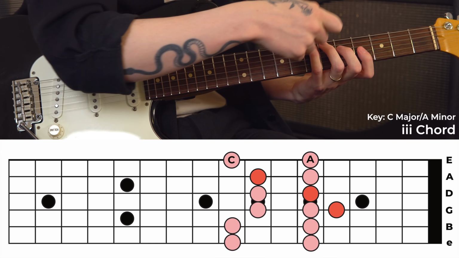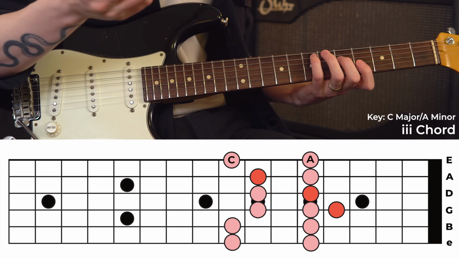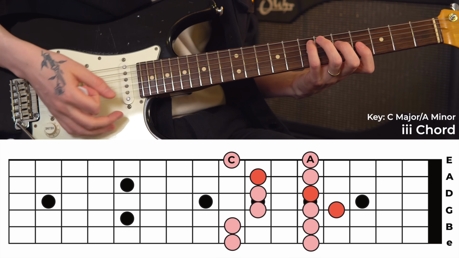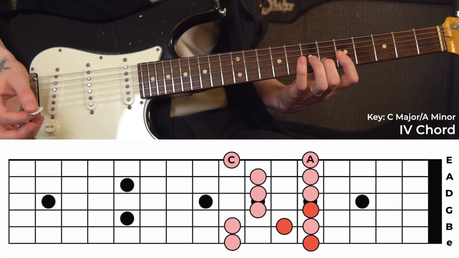And believe it or not, this little triad here actually comes from a C minor shape, a shape you don't see used too often, but technically that's what this is. Now for chord number 4, I like this little shape right here. It's just a little D shape.